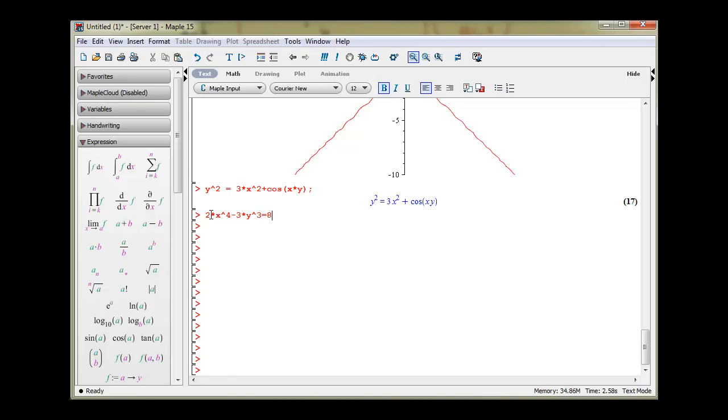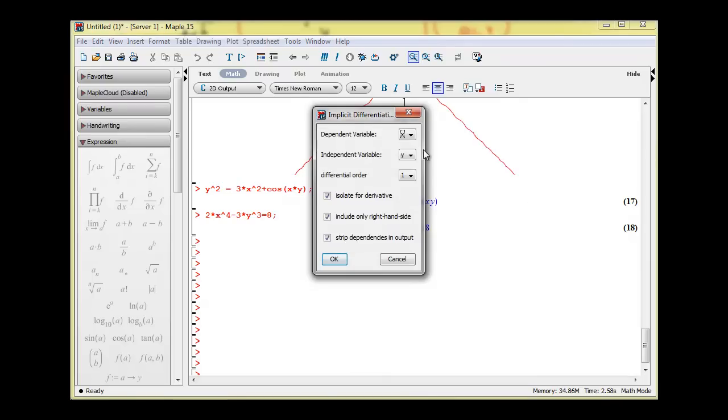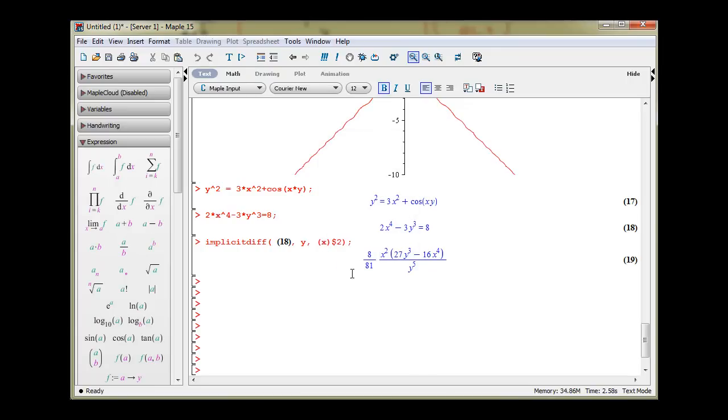Okay, so now if I want to differentiate this, I go to differentiate implicitly. What ends up happening here, again, I have to change my independent and dependent. If I take the derivative in 2 steps, take the derivative and then another derivative, I'm not going to get the correct solution. I need to tell it right away I want to find the second derivative implicitly. So let's go ahead and click OK, and there's my derivative.